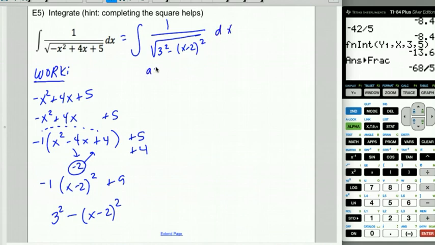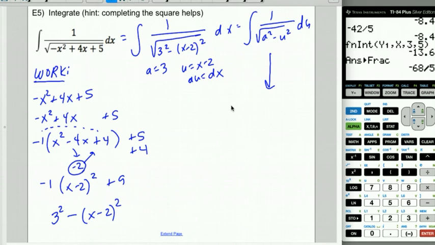Well, my a is 3 and my u is x minus 2, so my du is dx. Suddenly, I have an arc sine. This is a 1 over square root of a squared minus u squared du. So this is arc sine of u over a plus c, which means my answer is arc sine of u, which is x minus 2, over a, which is 3, plus c.